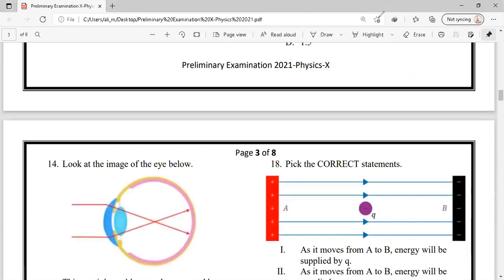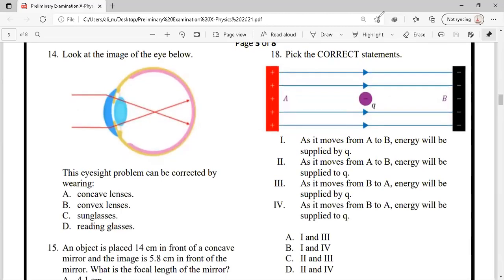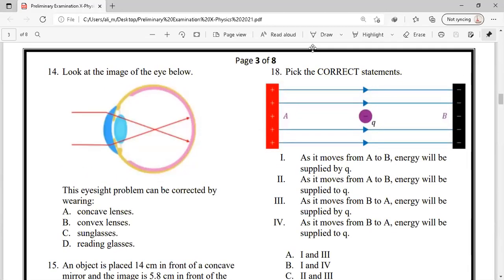Let's see question number 14. In question number 14, we have a ray diagram of a defective eye because the incident and refracted rays meet in front of the retina. So this diagram shows that the image is not formed clearly. An image formed in front of the retina occurs in a short-sighted person.